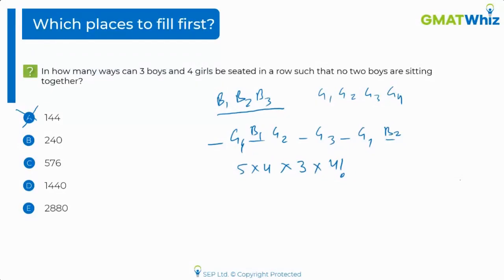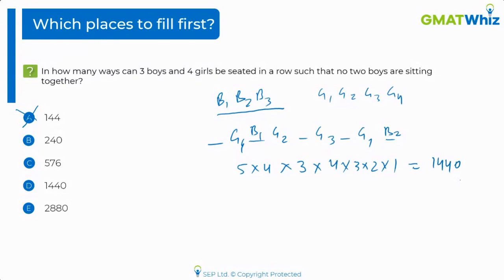4 factorial is nothing but 4 into 3 into 2 into 1. So when you have to arrange 4 people, you can simply say that it can be done in 4 factorial ways. And that's why the answer to this one is 1440, which is option D.